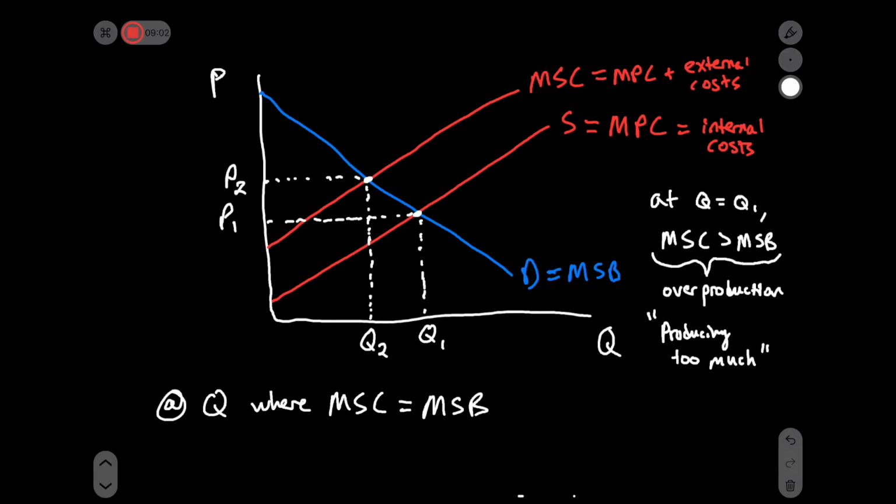So at Q2, this is a point of production and a price where the market is efficient. At our current level of production, Q1, there is some cost that's being incurred by others outside of the market. So this is the size of our external costs, or our negative externality.